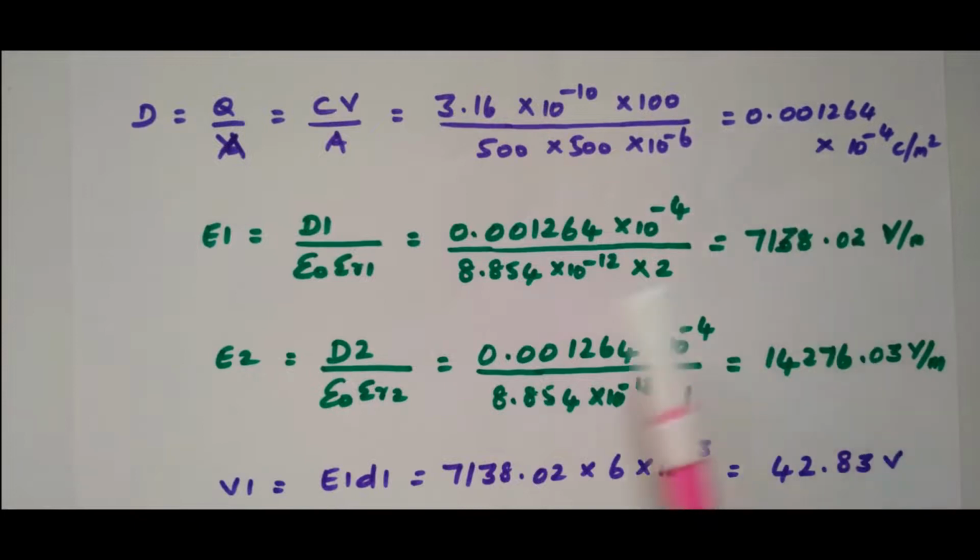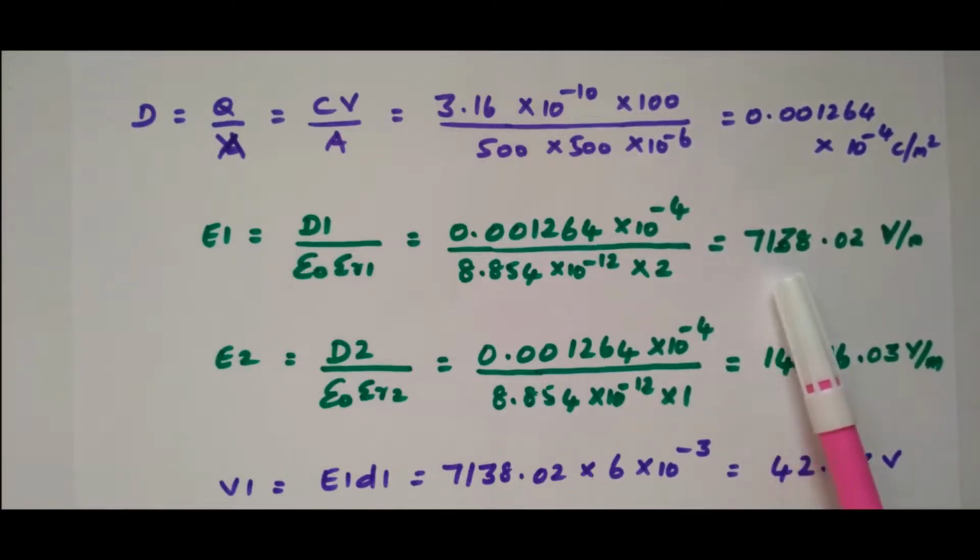Thus we calculated, divided by epsilon naught, that is constant, 8.854 into 10 to the power minus 12. Epsilon R1 value is 2, right? So by simplifying, what we got? 7138.02 volts per meter. Nearly it is 7000. 7138.02 volts per meter.